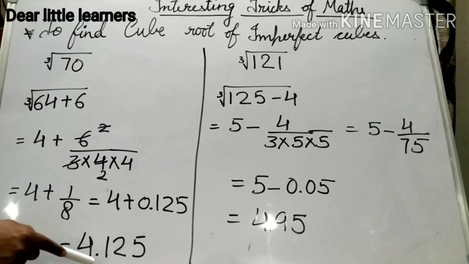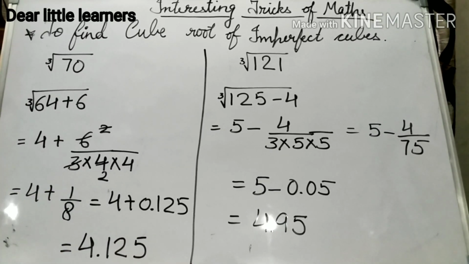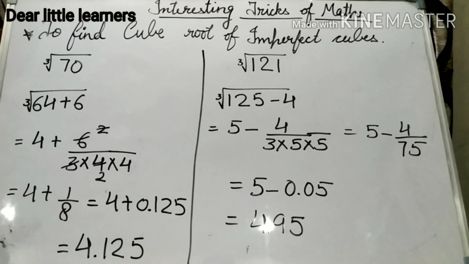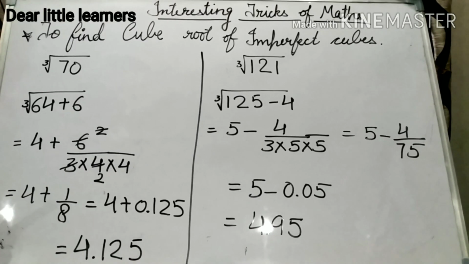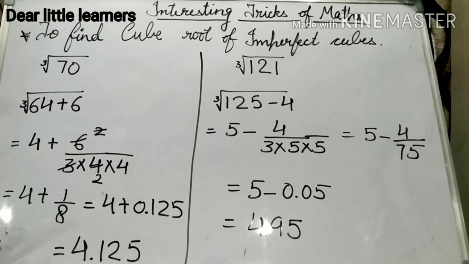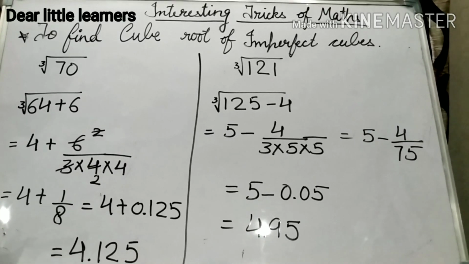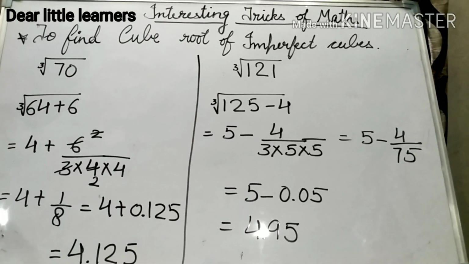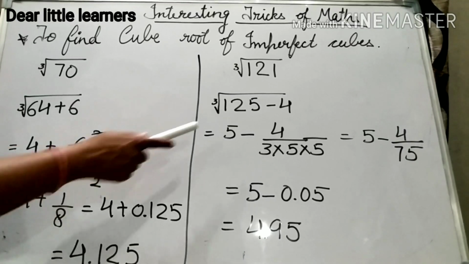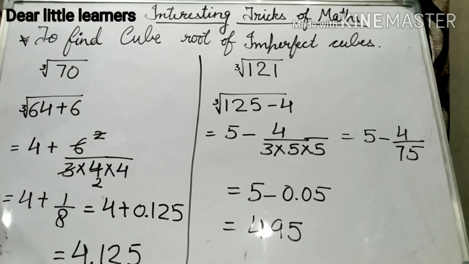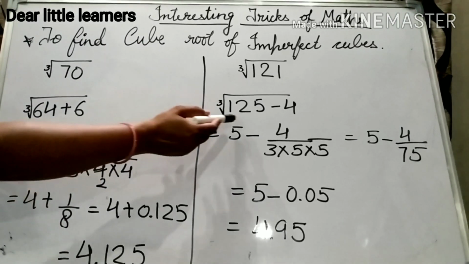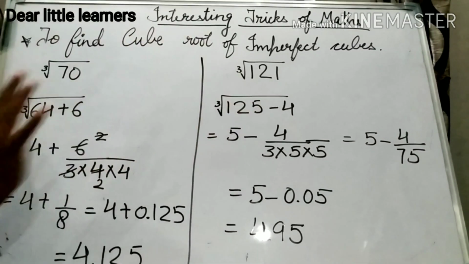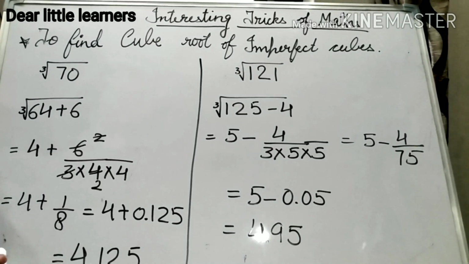So children, this is the cube root of 70. It's a very simple way you can find out the cube root. Now take one more example, 121. It is also an imperfect cube. And first of all, we take a perfect cube which is nearest to 121, that is 125, because it's the cube of 5. So I have taken 125, and 121 we can write as 125 minus 4. This way also we can write.